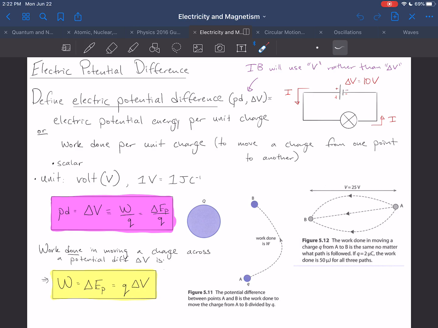That's the essential idea. That definition is codified in this formula here, where delta V is equal to W per Q, where W is sort of work. Remember, potential energy or work are two sides of the same coin, really. And so if you want to calculate the amount of energy given to charge in moving across a potential difference, then you just take that potential difference and multiply by the amount of charge. That is what is shown in this formula here.